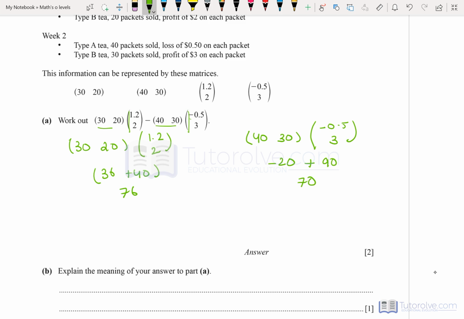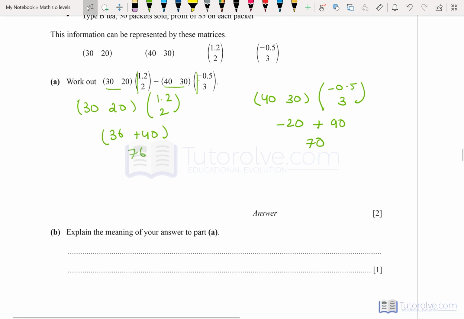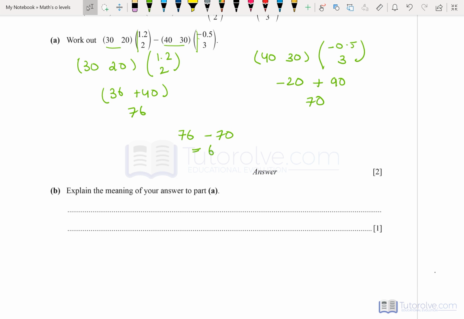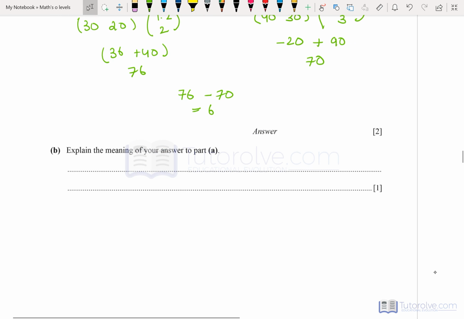We have this negative sign in the middle, so we have to subtract the two answers, and our final answer is 6. Now we have to explain the meaning of the answer that we just found. Basically it's the difference in profit between week 1 and week 2.